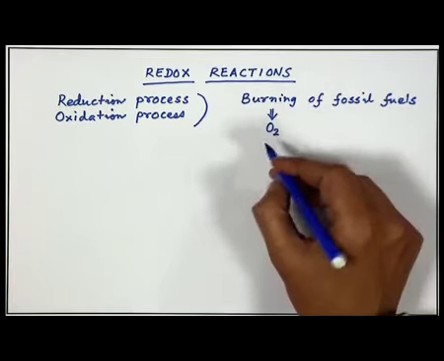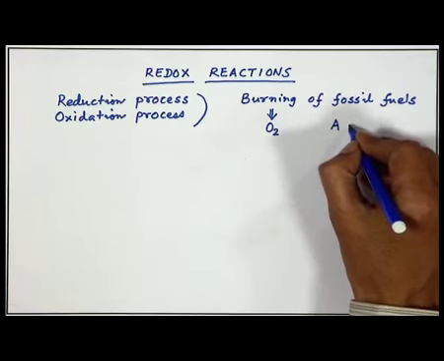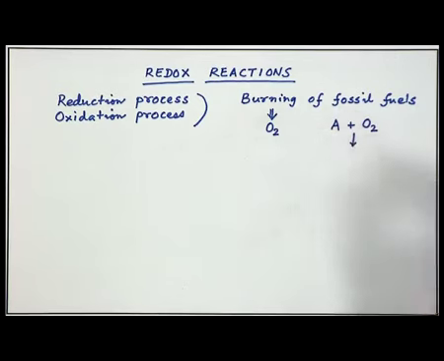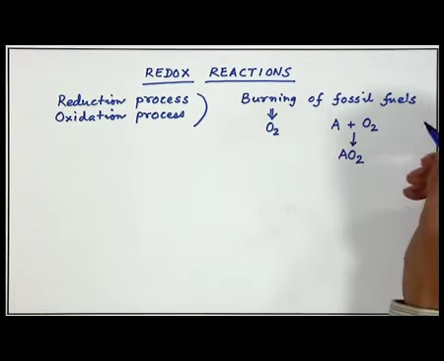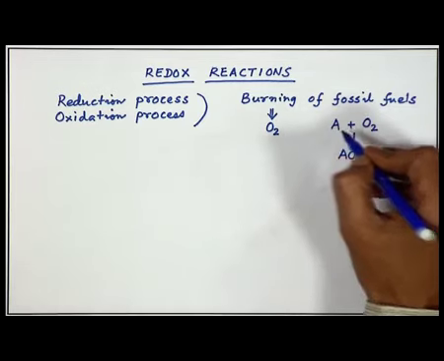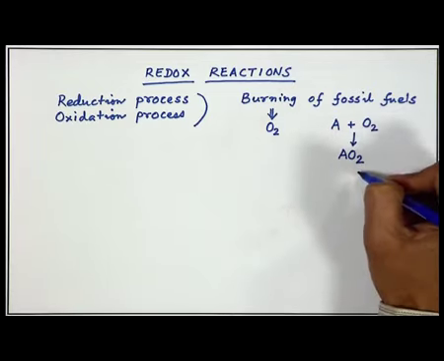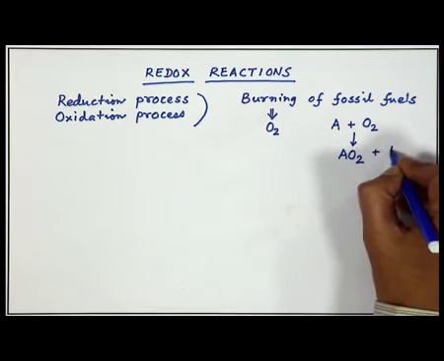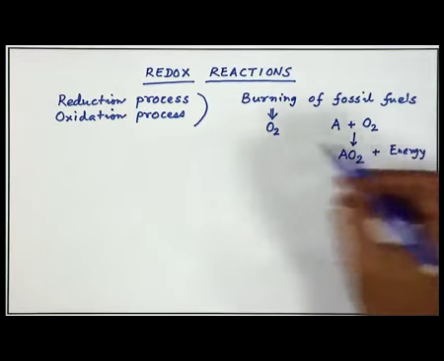In that particular type of burning, we can consider that some material A can be oxidized in the presence of O2, giving rise to AO2. So, if our fossil fuel has carbon present in it, carbon can be oxidized very nicely by forming its corresponding oxides, and that releases a good amount of energy. That is the requirement for the burning process.